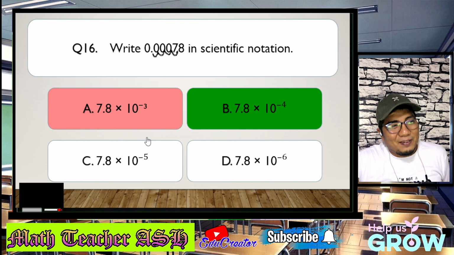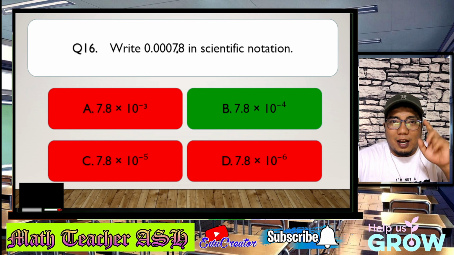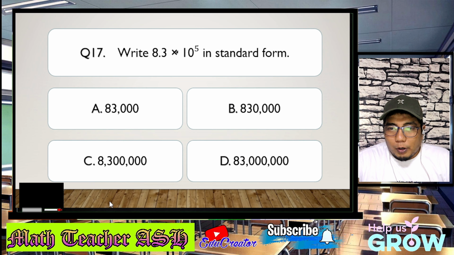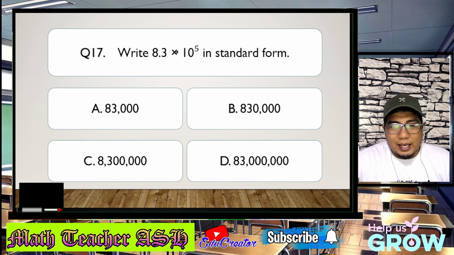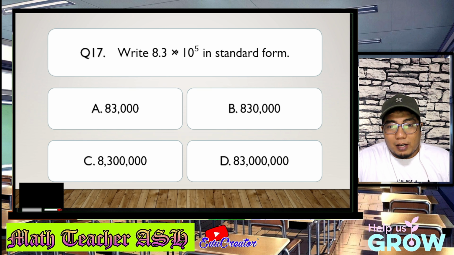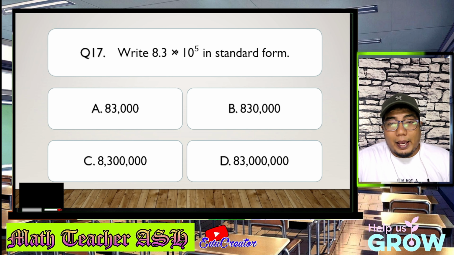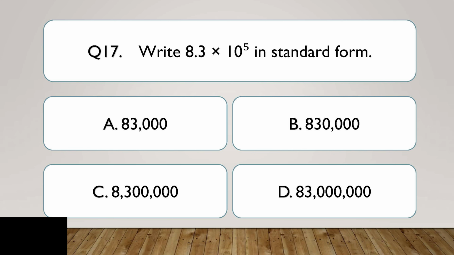All right. Easy, right? Very easy, my dear math learners. So now let us go to question number 17. Write 8.3 times 10 to the 5th power in standard form. Is it A, 83,000, B, 830,000, C, 8,300,000, or D, 83 million? I'll give you 5 seconds to think about your answer. 5, 4, 3, 2, 1.